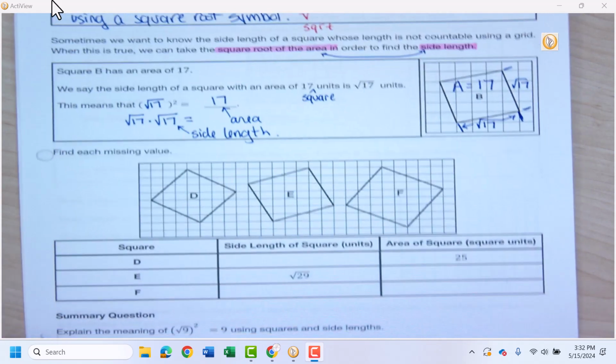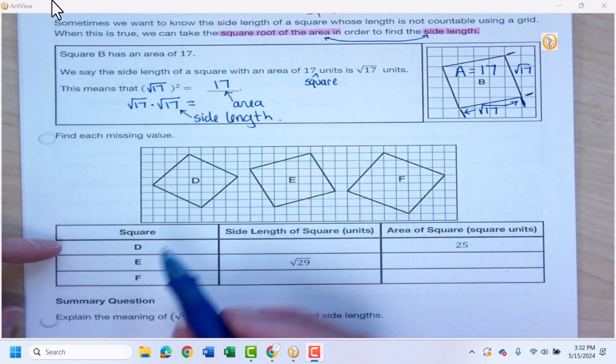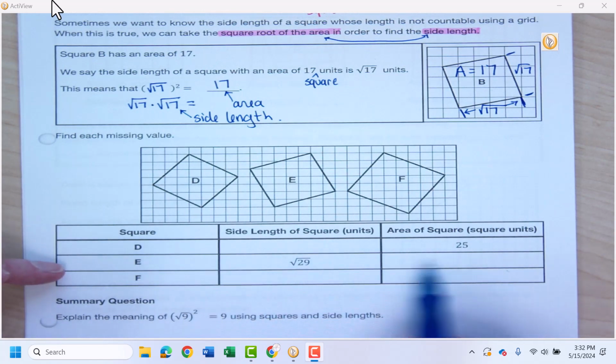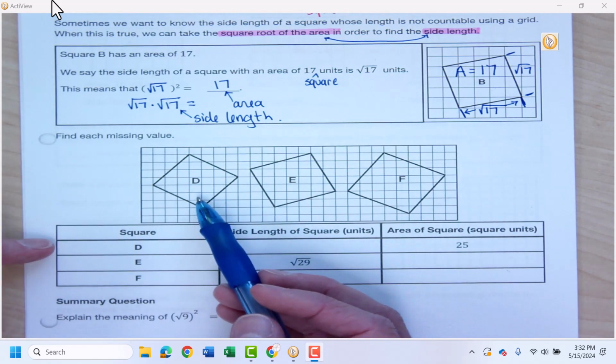So we're asked to find each missing value. For square D, I'm missing a value. For square E, I'm missing a value. And for square F, I'm going to have a lot of work. Let's start with square D.